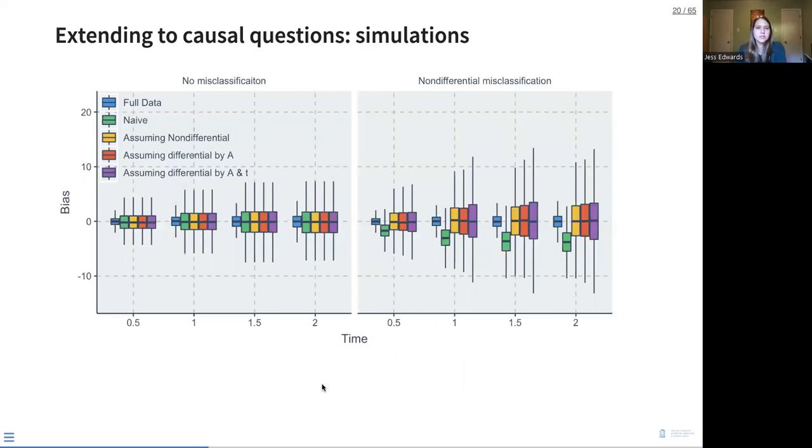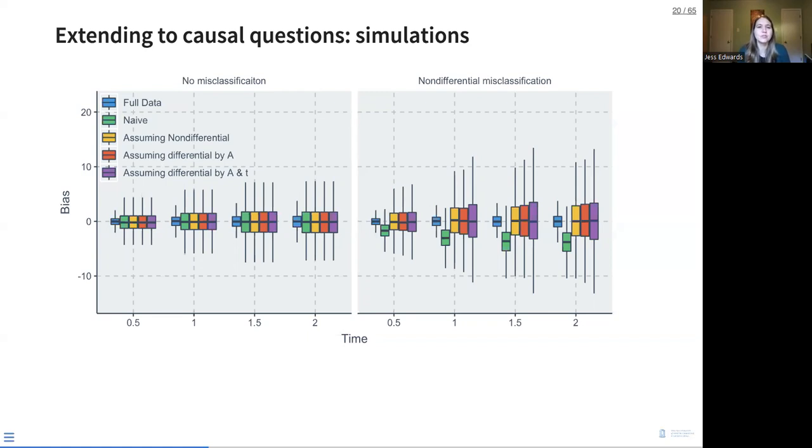And so we did some simulations here as well. To orient you to this slide, here we have two settings. On the left, we have no misclassification, and on the right, we have a setting with non-differential misclassification. And we have 5 estimators. The blue is the full data, so what we wouldn't usually get to see, but we can see here. The green uses the misclassified outcome measure and assumes it's the truth. The yellow accounts for misclassification, but assumes that it's non-differential. The red assumes misclassification is differential by A, and the purple assumes it's differential by both A and T.